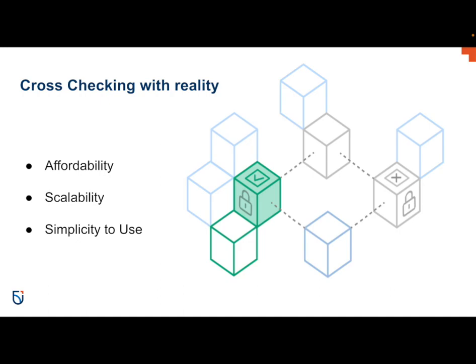And then, cross-checking with reality. Whenever we are trying something new, especially when we are trying to replace a system which has been used for almost 100 years, maybe more than 100 years, we have to cross-check with reality, because we have to think about the feasibility of the system. When we talk about feasibility, we are talking about whether the system is affordable, whether it is scalable, and how easy it is to use.